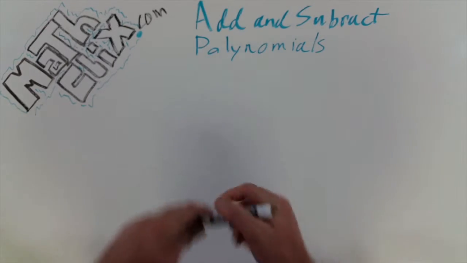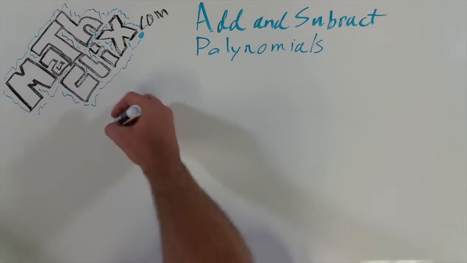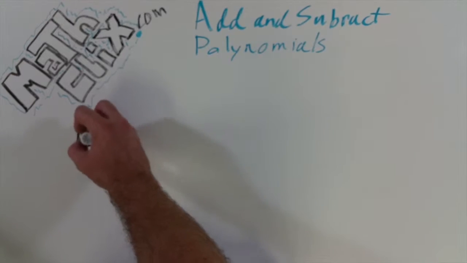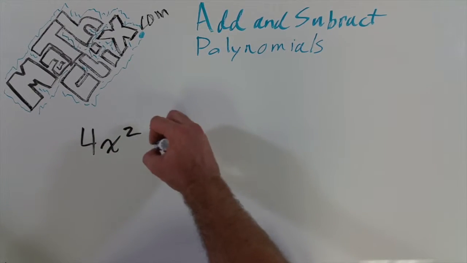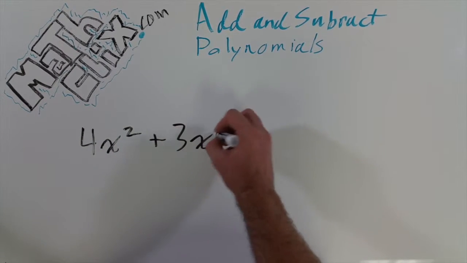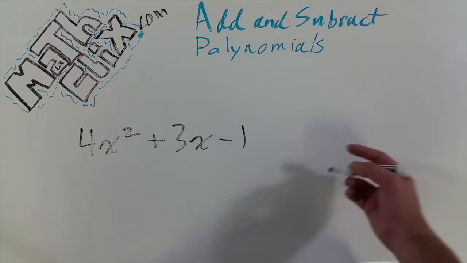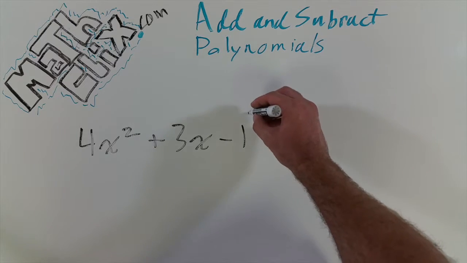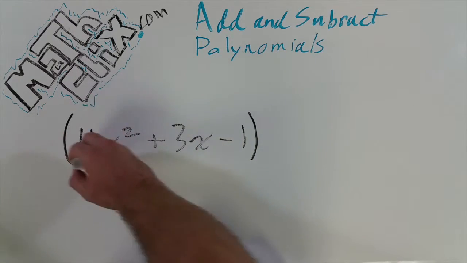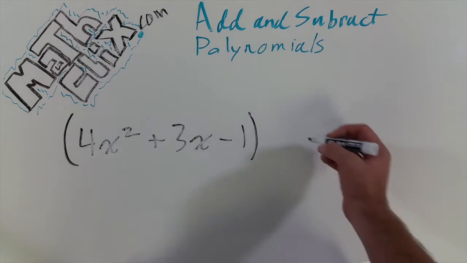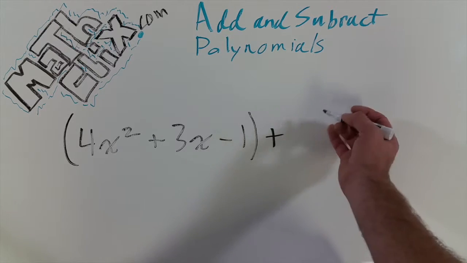Well, let's get started. A polynomial, as we remember, is a really long number like 4x squared plus 3x minus 1. Let's put that in a big parentheses, right? And say we wanted to add another polynomial.